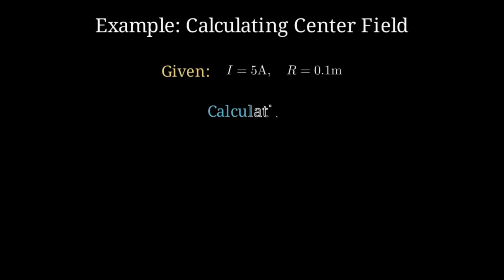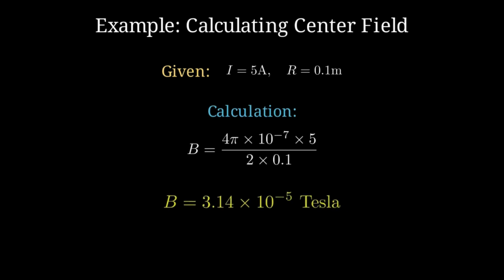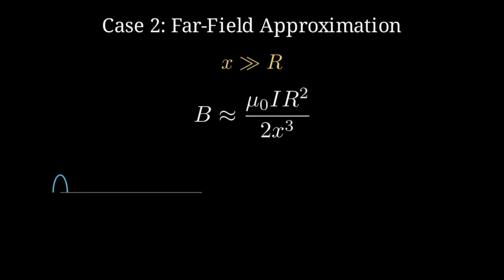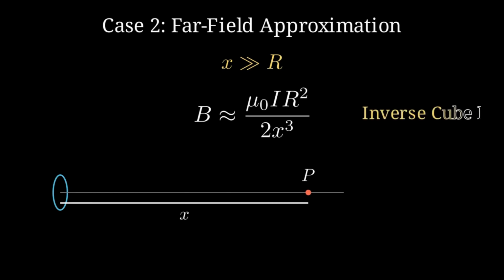Suppose we have a loop with a radius of 10 centimeters carrying a current of 5 amperes. By plugging these values into our center field formula, we find the magnetic field is approximately 31.4 microteslas. This is roughly comparable to the strength of the Earth's magnetic field. When the distance x is much larger than the radius r, the r squared term in the denominator becomes negligible. In this region, the magnetic field decreases with the cube of the distance.